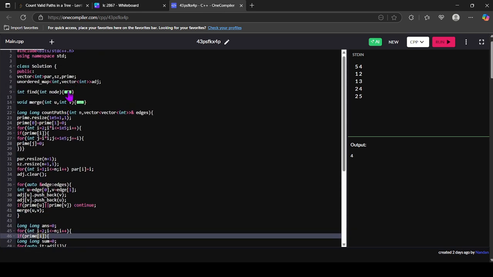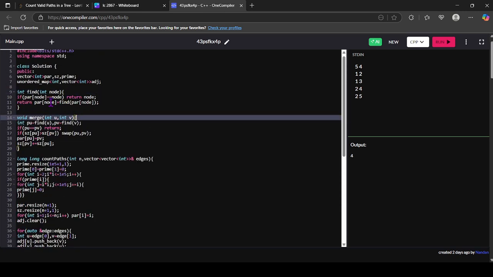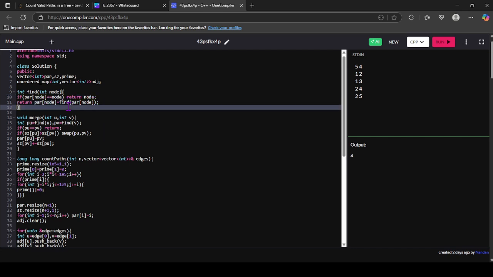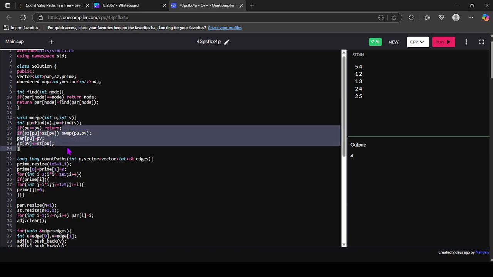These both were already discussed many times. If the parent of the node is the node itself, we have ultimately found the root, so simply return the node. Otherwise it will store the parent of the node as the parent of the parent node. And in merge, we find the parents of both. If they are already the same, that means they are already connected, so just return. And if the size of u is greater, then just swap and do the union by size.